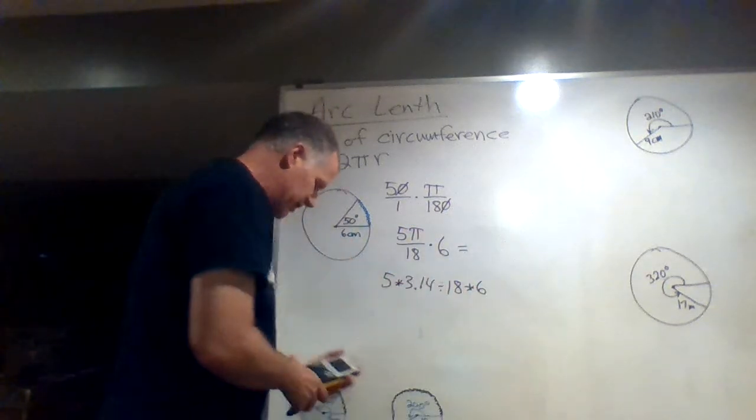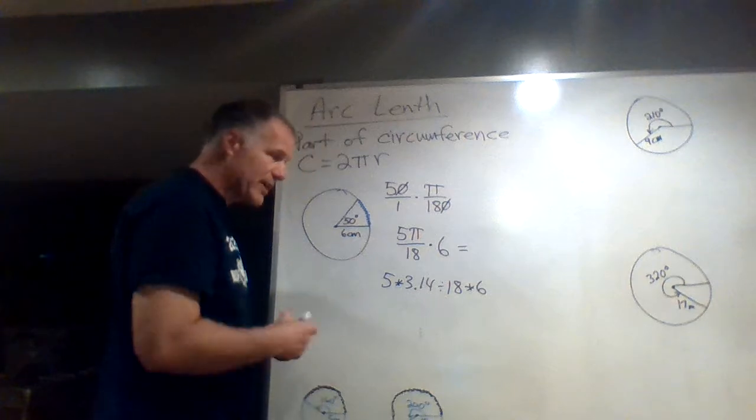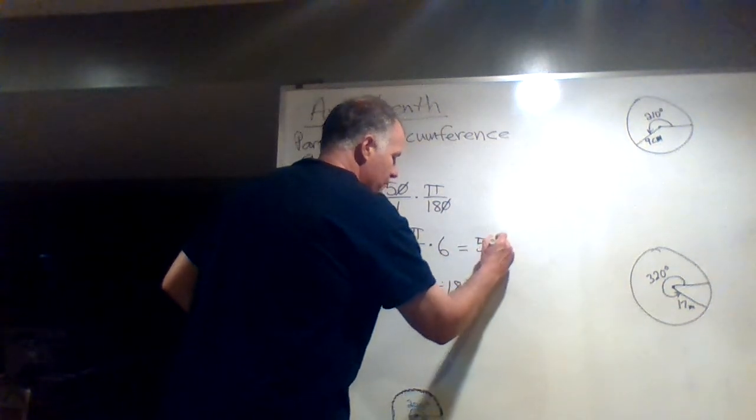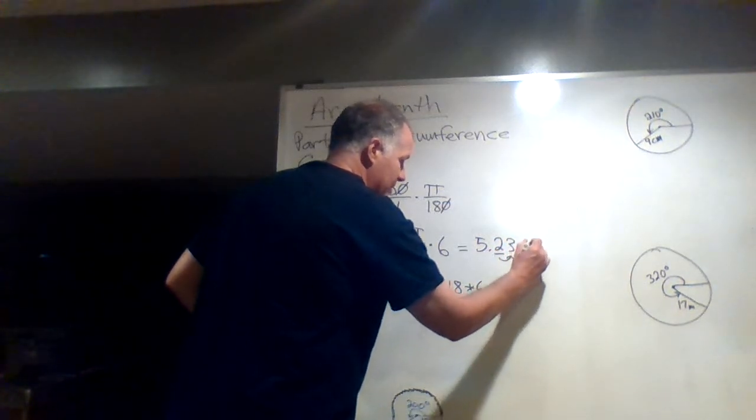You can type this all in at once, and the answer comes out 5.23. Just like we did before, we're going to round to one decimal. So 5.23. I'm going to underline the 2 because the digit after it is a 3.